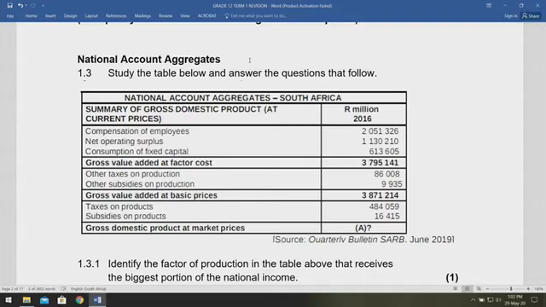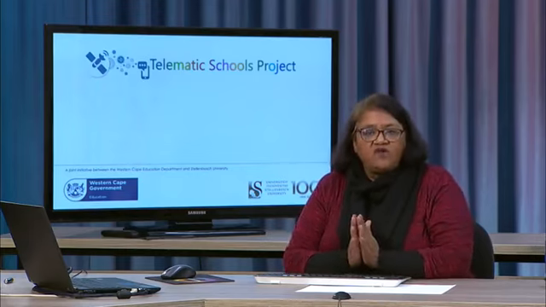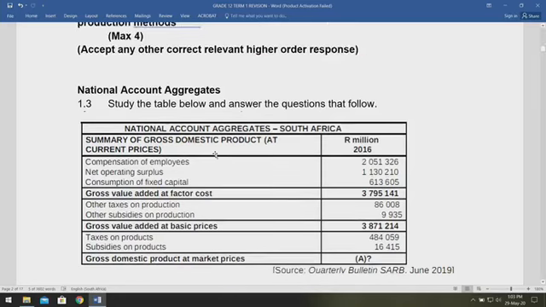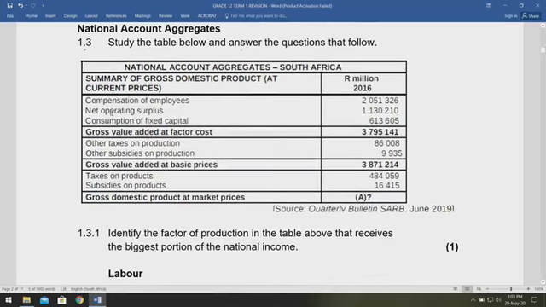You also need to remember what each of these deals with. Your production method, you're looking at the various sectors. With your income method, you're looking at your factors of production. And with the expenditure method, you're looking at money being spent by the various role players in the economy. So let's look at our table that has been given to us. From this table, I see they talk about compensation of employees, which is wages and salaries, net operating surplus, which is profit, and consumption of fixed capital, which is depreciation.